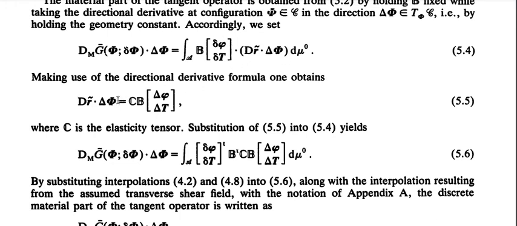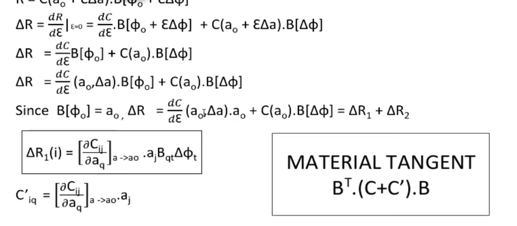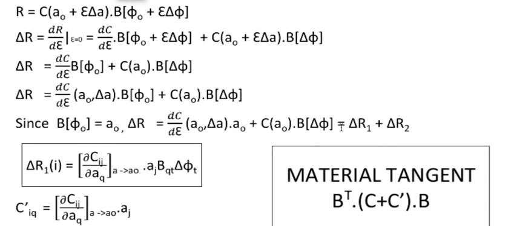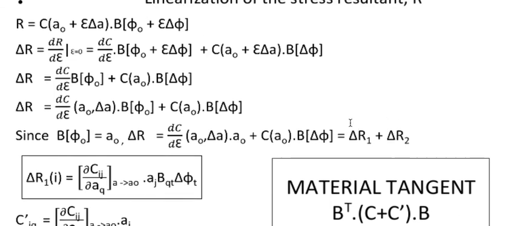So we want to write the material tangent. This part we have kept as constant, and here we are applying linearization. In the paper they have written it while keeping C as constant, but now we are going to make this also variable. So we'll have two parts. This whole thing on the left hand side of equation 5.5 we are calling capital delta R. And this will actually be delta R1 plus delta R2, like over here.